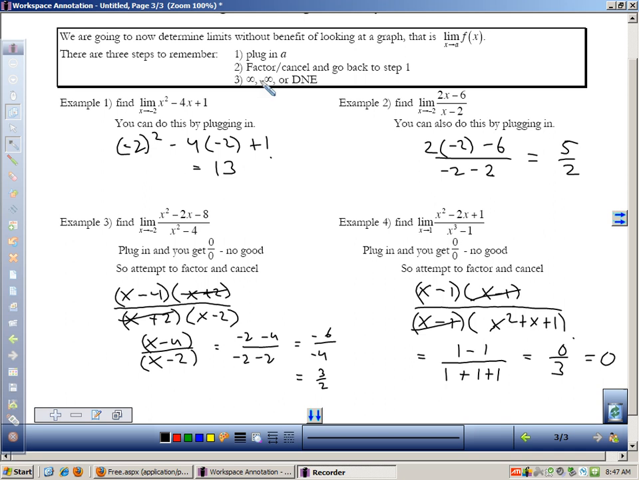All right, so let's look at what happens if our function is positive infinity, negative infinity, or does not exist. If we do steps 1 and 2, if we plug in and we get a problem, we factor and cancel, and we still get a problem, then we know that our limit is going to be positive or negative infinity, or it doesn't exist. So let's take a look at how we figure that out.